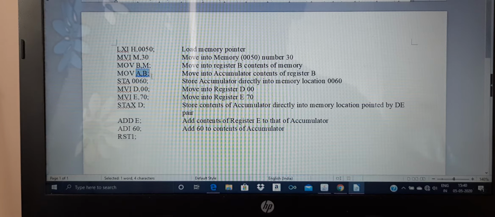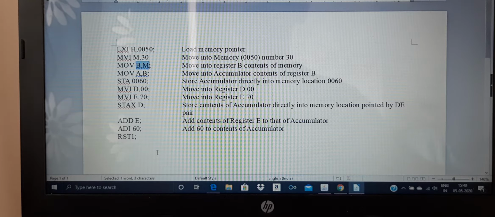MOV A comma B will transfer the contents of register B into register A. Now remember, this is a copy-paste instruction and not cut-paste. So whenever instructions like MOV are executed, the contents of the source are not destroyed. Next instruction is STA 0060. STA stands for store accumulator directly, so the contents of the accumulator will be stored into memory location 0060.